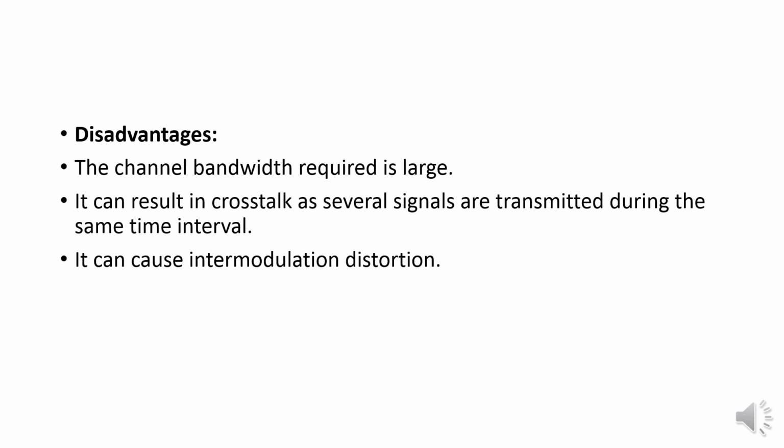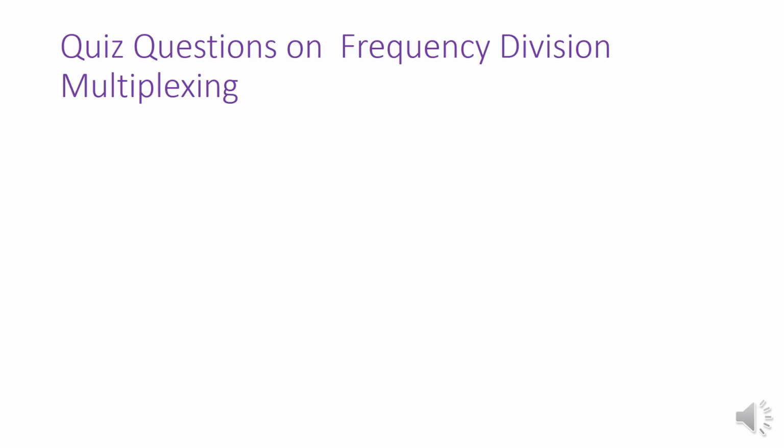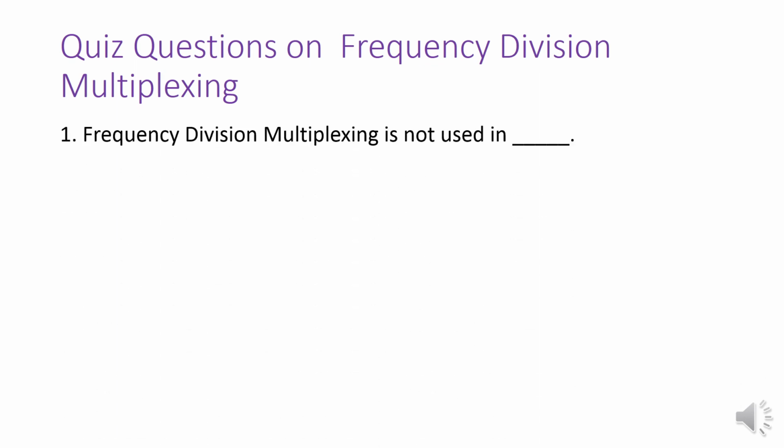Here we have some disadvantages. The channel bandwidth required is large. It can result in crosstalk, as several signals are transmitted during the same time interval. It can also cause intermodulation, and frequency division multiplexing is used to prevent the interference that would otherwise be caused.